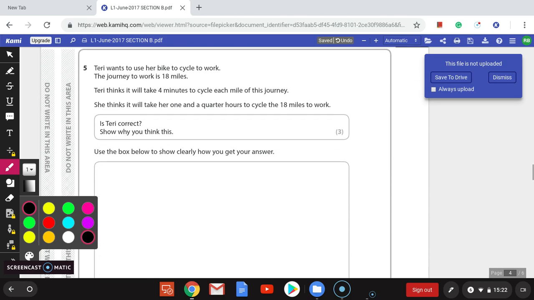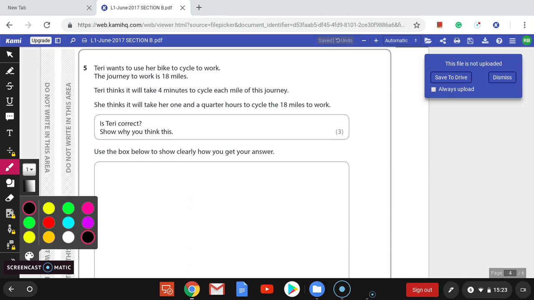All right, question 5. Terry wants to use her cycle to work scheme. The journey to work is 18 miles. Terry thinks it will take 4 minutes to cycle each mile of this journey. She thinks it will take her 1.25 hours to cycle the 18 miles to work.